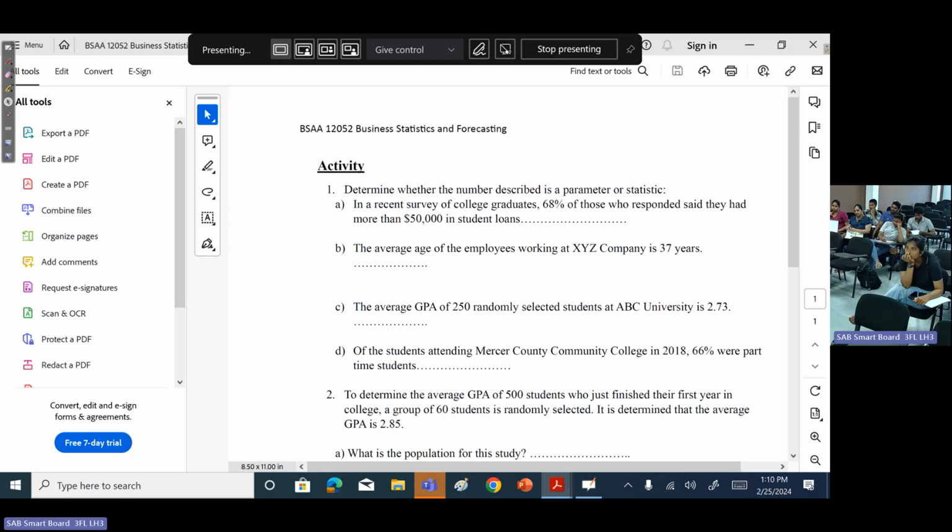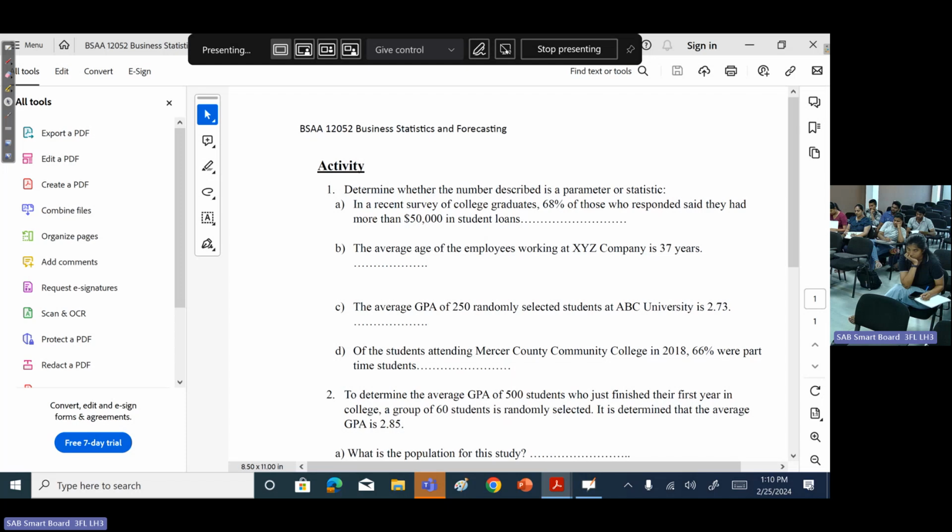Here, the population is the college graduates. Okay. Then what are the respondents? The 68% of the respondents represent the sample. Okay, then that gives what? They had more than $50,000 in student loans. Here, what is the value? It's $50,000. It represents what? Statistic or parameter? Statistic. Understood? Not the parameter.